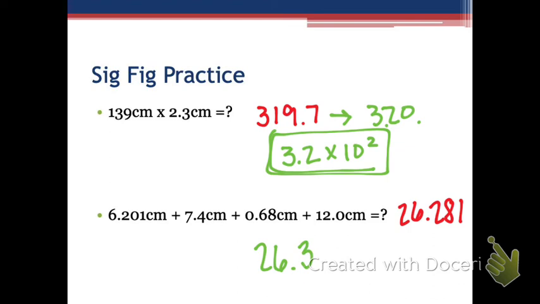26.3. I would agree. We're only allowed one decimal place because of that number right there and that one. So we've got to round our answer to have one decimal place. Putting this one in scientific notation would be worse off for us. I would have to go 2.6 times 10 to the first, and I would lose a level of exactness there. So that's no good.